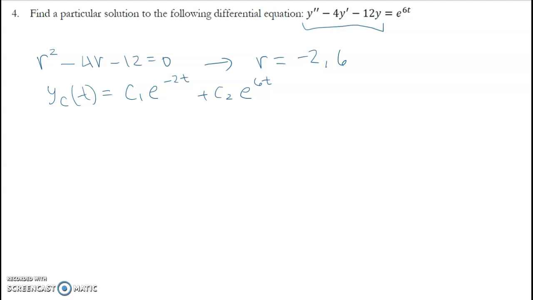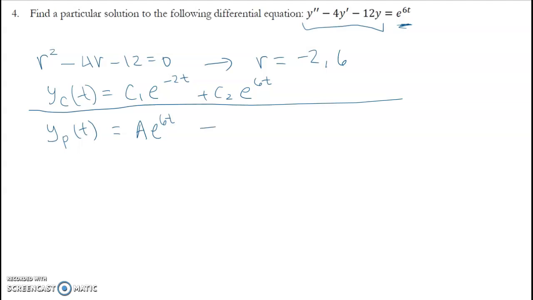Let's take a look at the particular solution. The particular solution pops up when we have a non-zero right-hand side, which is this case. So we have to guess the general form. In this case, the general form would be a times e to the power of 6t. So that's the second part. Now let's plug it into our original equation.